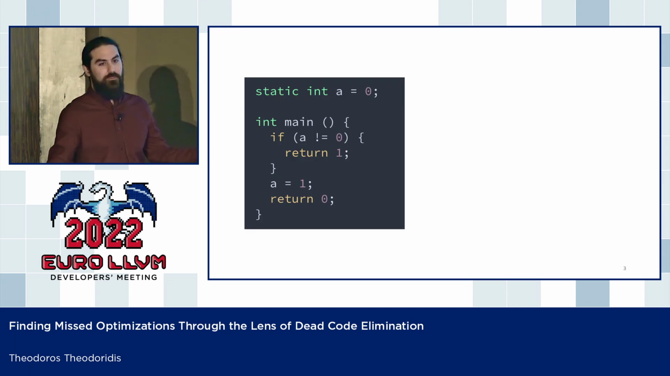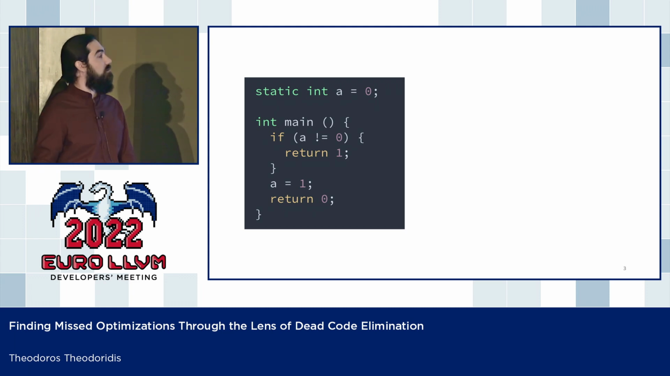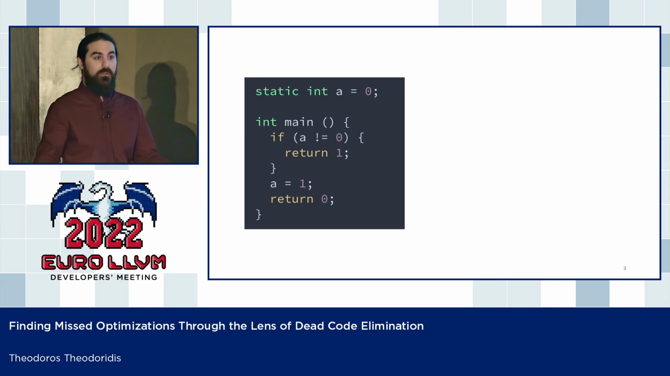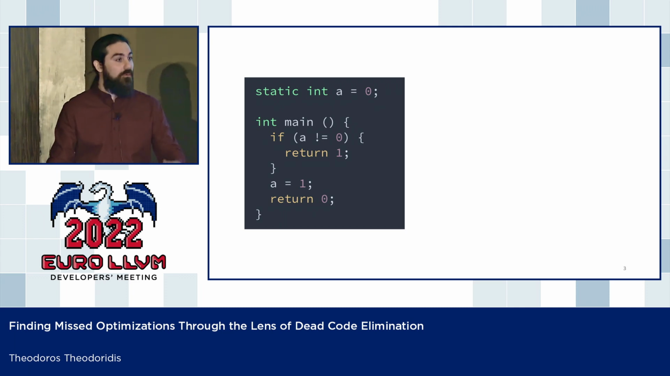Here we have a very simple piece of code with a single global variable a that is initialized at 0, and it's also static, meaning that no other code has access to it. No other code can read from it or write to it, except for main. And what main does is it first checks, is a non-zero? If it is, it returns 1. Else it writes 1 to a, and then returns 0.